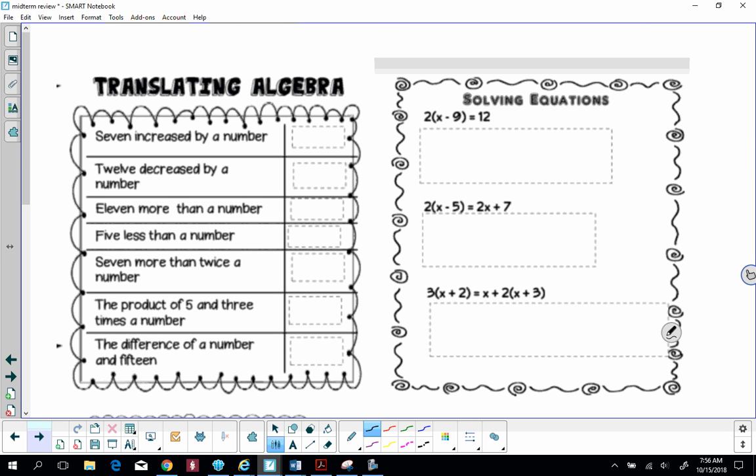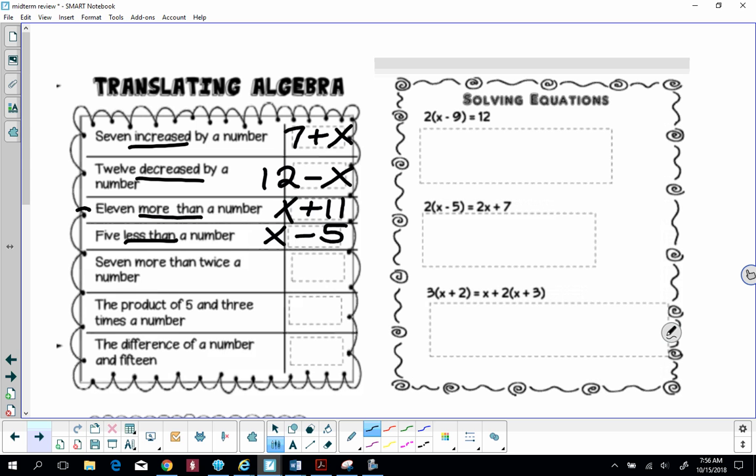So what does increased by mean? Add. So it'd be 7 plus, we'll just use x. 7 increased by a number. 12 decreased by, what's decreased by mean? Yeah, 12 minus x. 11 more than a number. Adding, right? Because it's a number plus 11. 11 more than that number. 5 less than a number. Minus. Remember, is less than would be the inequality sign. So less than, but I start with the number because it's 5 less than that.